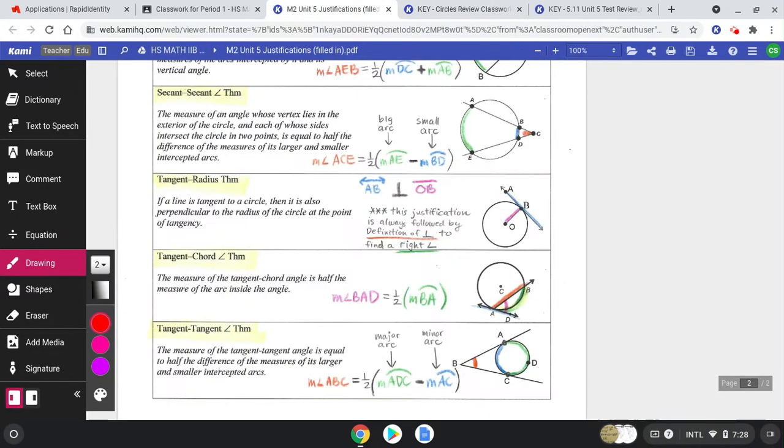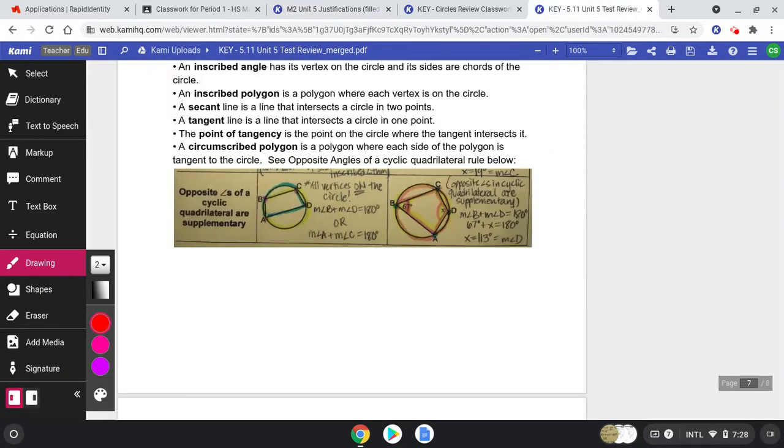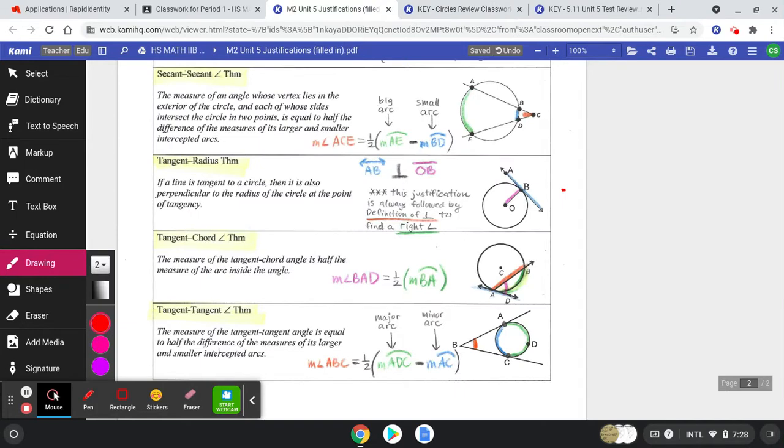Okay, on this next one, we want the measure of angle GRO. If I go back to my justifications sheet, see how this one right here has a tangent line and a radius from the center O. So if I look here, this has a tangent line and a radius. And so what does that justification say right here? It says if a tangent line to a circle, then it's also perpendicular to the radius of the circle at the point of tangency. So it means it creates this little 90-degree angle.